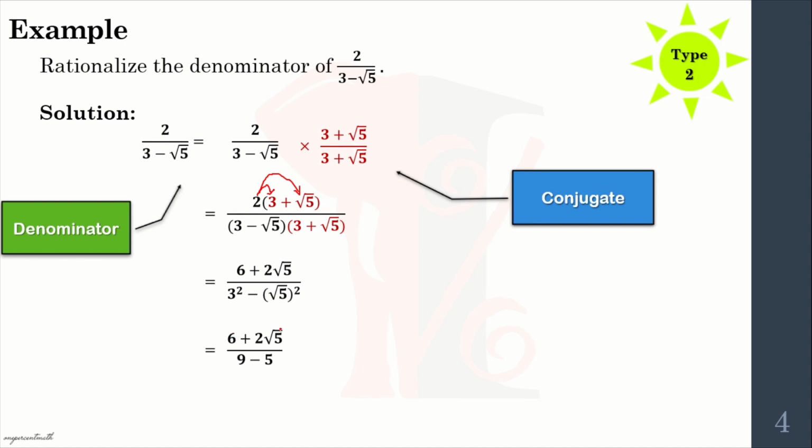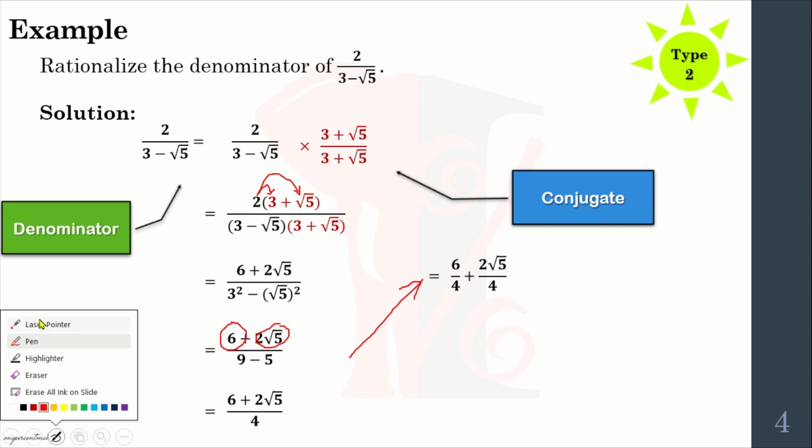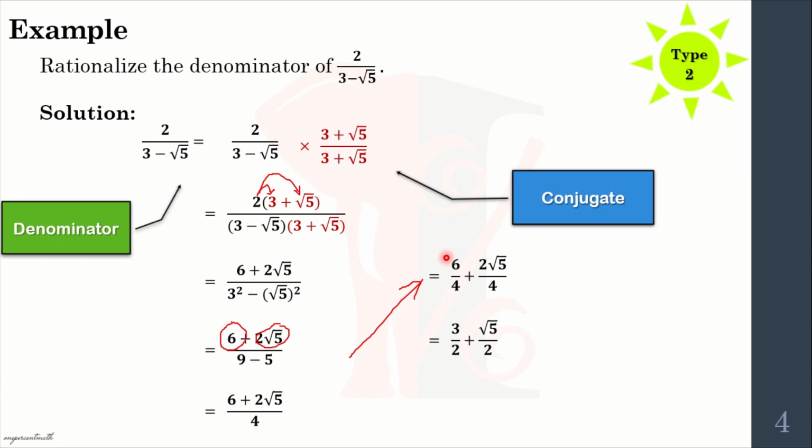Next step, we cannot add these, because this particular part is an irrational number and this is a rational number. In the denominator, 3 square became 9 and root 5 whole square became 5. As you already know, 9 minus 5 is 4. Next step, you can compare from here to here. This 4 is the common denominator of 6 and 2 root 5, so we have distributed that 4 to both terms. That means 6 by 4 and 2 root 5 by 4. Later you can cut 6 and 4: 2 3s are 6 and 2 2s are 4, so it becomes 3 by 2. And 2 1s are 2 and 2 2s are 4, so I get root 5 by 2.